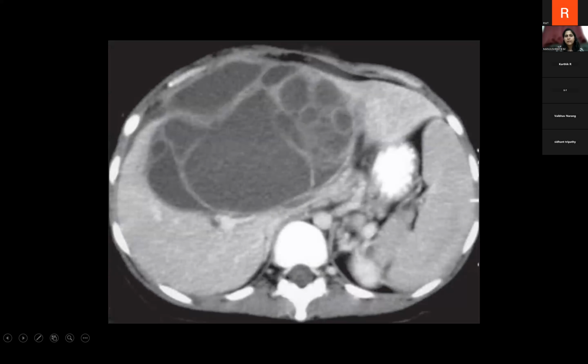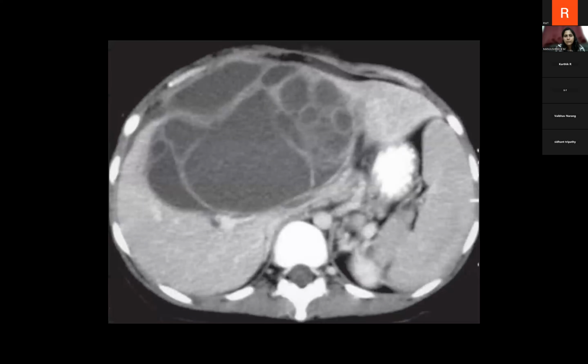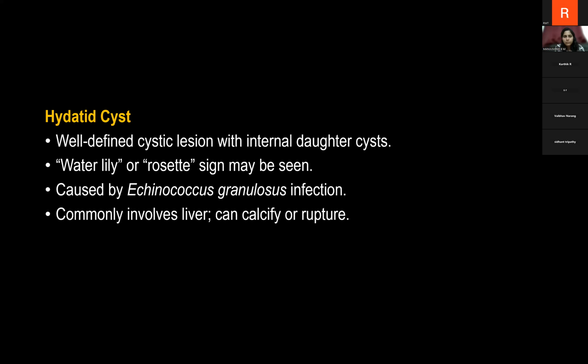No doubt that hydatid cyst also can be seen like this. But in spotters, usually we look for the classic signs. So here, this rosette sign is a classic sign for hydatid cyst. So whenever you see this, you have to answer it as hydatid cyst. And whenever you see a multiloculated cystic lesion, you have to answer it as biliary cystadenoma. It is caused by Echinococcus granulosus and commonly involves the liver, and can calcify or rupture.